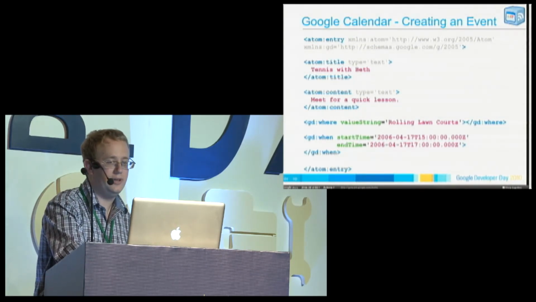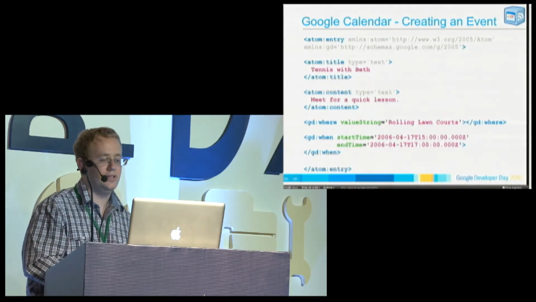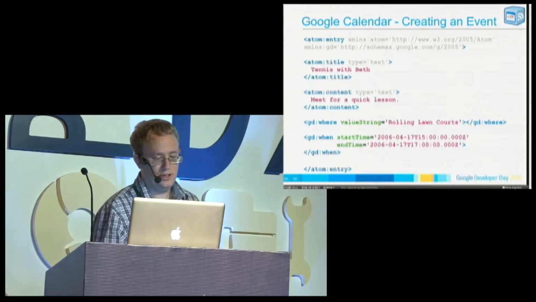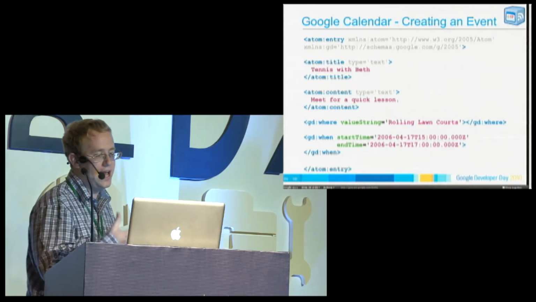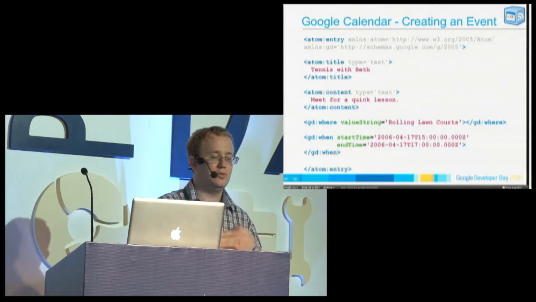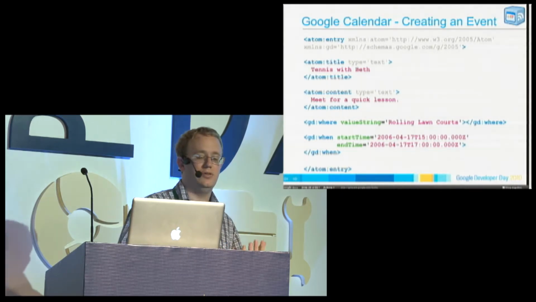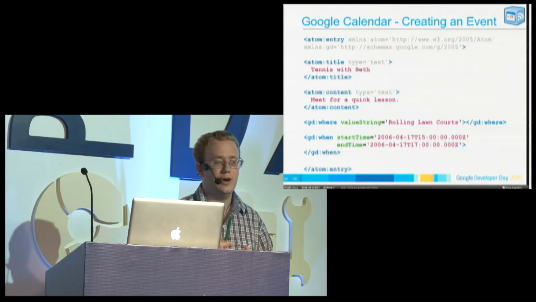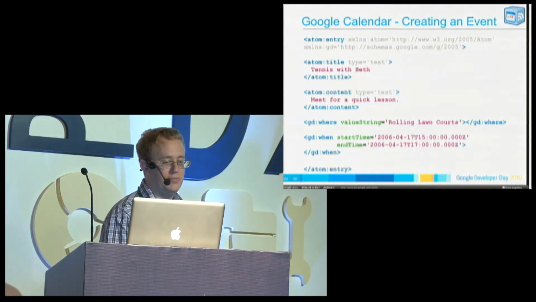Here is the Atom XML for creating a calendar event. The XML is mostly Atom here. You can see the Atom title, which says Tennis with Beth, the Atom content, meet for a quick lesson. But then you also see some areas where Google has extended the XML and added elements in its own namespace. These gd:where and gd:when elements are very specific to Google Calendar and describe where the event is taking place and when the event is taking place.